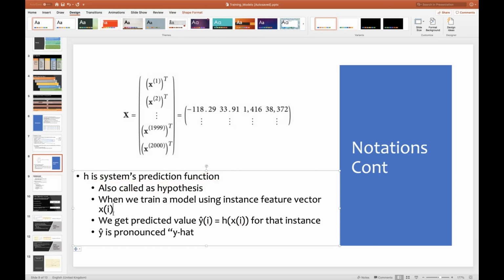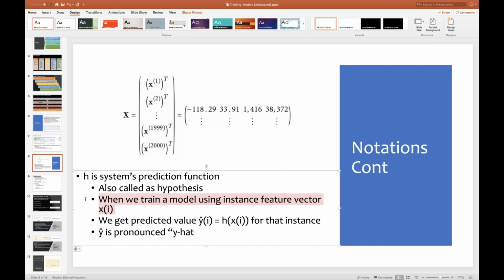Makes sense. When we train a model using an instance feature vector x of i, again, if I'm talking about the kth instance feature vector, it will be x of k, because x of a will have the ath instance feature vector, x of b will have the bth instance feature vector. Like that, when I train a model using any instance feature vector, you will always get a predicted value y cap equal to h of x of i.